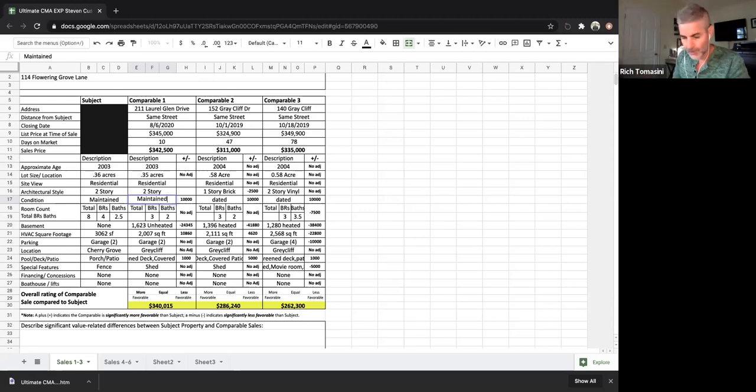So I'm going through the MLS here and I'm seeing everything's lining up pretty good. So condition, I'm not going to adjust that yet. I always do condition last. All right, so total rooms. So we have a 4-bedroom house.